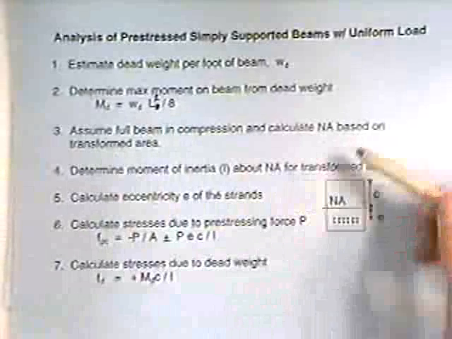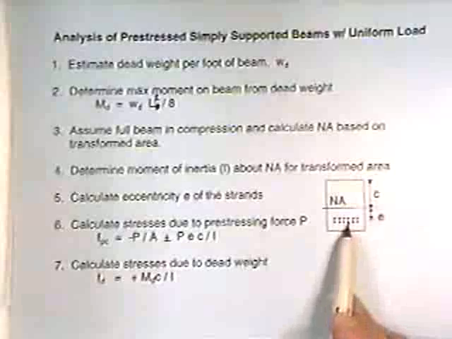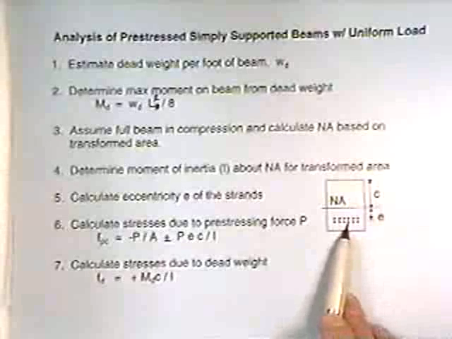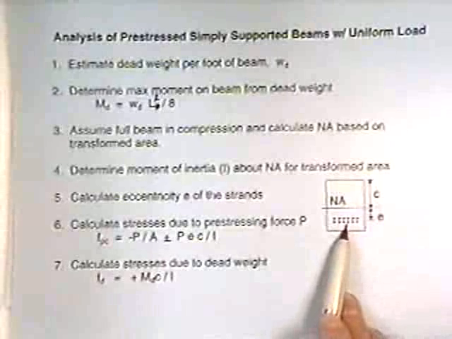Because the dead loads are acting downward, we know the bottom part's going to go into tension. So what we want to try and do is put some tendons down here at the bottom and post-tension them, so that this part now doesn't go into tension. It stays in compression.